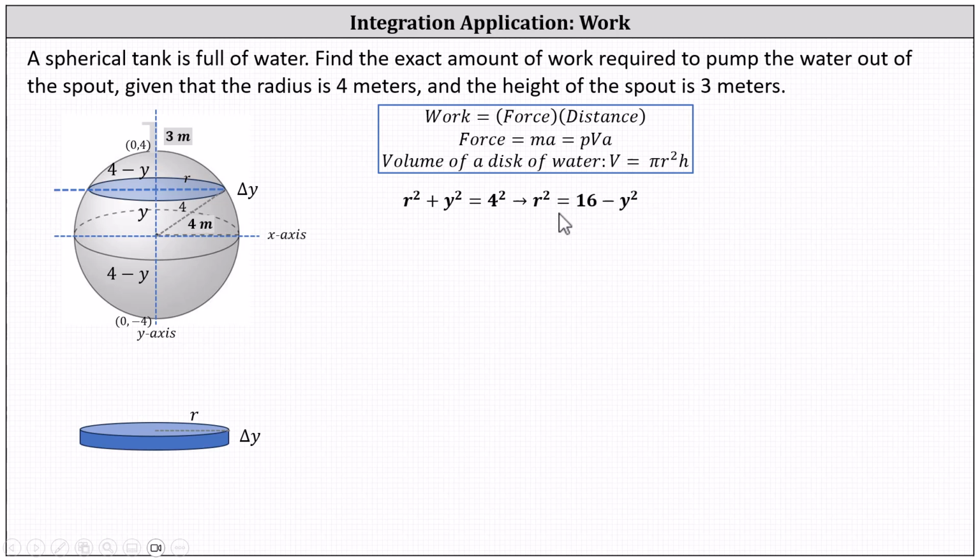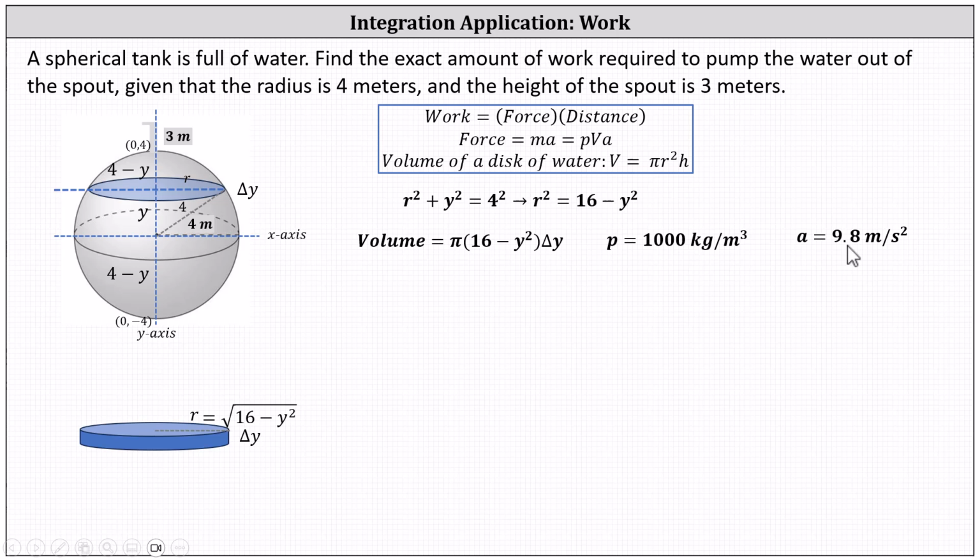We can actually stop here because the volume formula calls for r squared, not r. But if we did want to solve for r, we would take the principal square root of both sides, which would give us r equals the square root of the quantity 16 minus y squared. So now we know we can express the volume of the disk of water as pi r squared h, as pi times the quantity 16 minus y squared times delta y. So now we have the volume in terms of y. We also know the density of water is 1,000 kilograms per meter cubed, and the acceleration due to gravity is 9.8 meters per second squared.